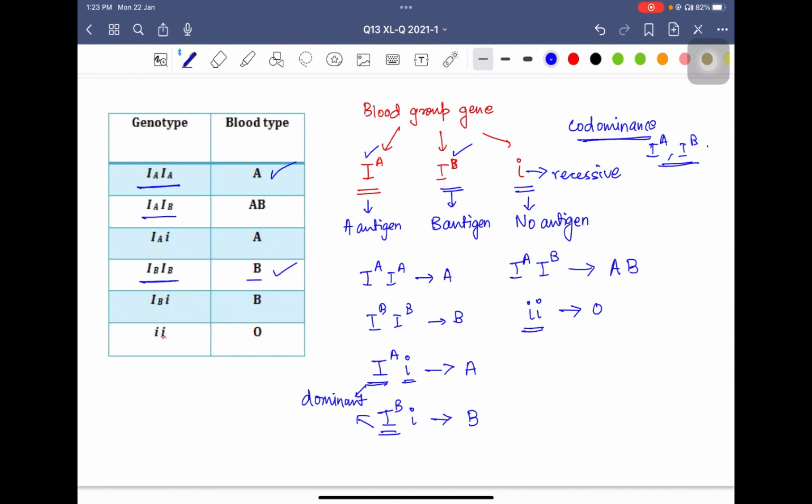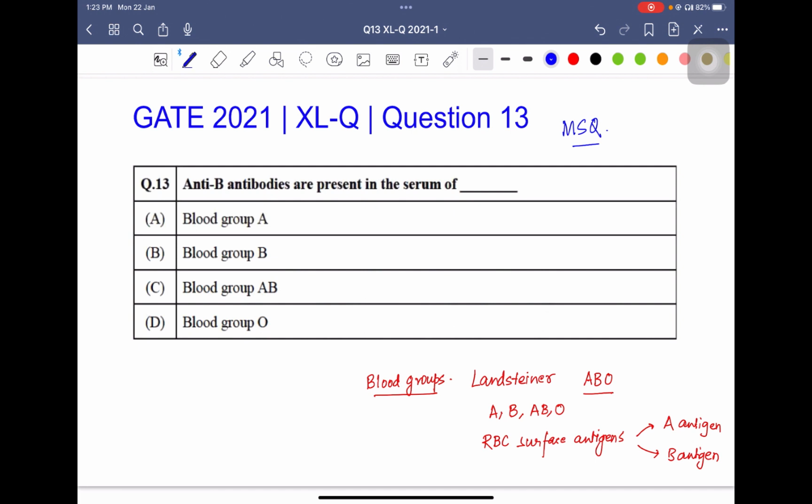And now coming back to our question: anti-B antibodies are present in the serum of which of the blood groups? Anti-B antibodies being present means that there should be no B antigen on the surface of the RBCs, because then there will be a precipitation reaction. So anti-B antibodies are present in the serum, therefore there is no B antigen on the RBCs. So the blood group will be A because it does not have any B antigen.